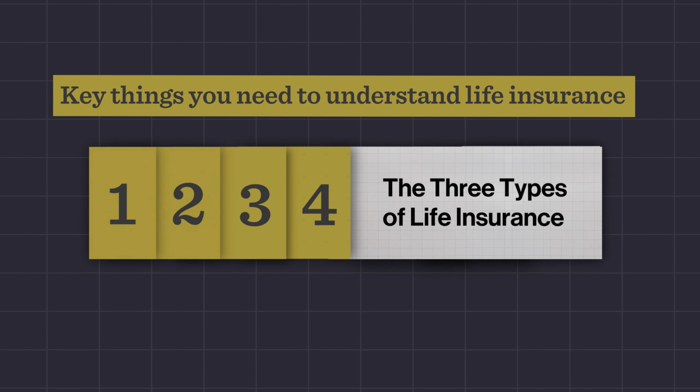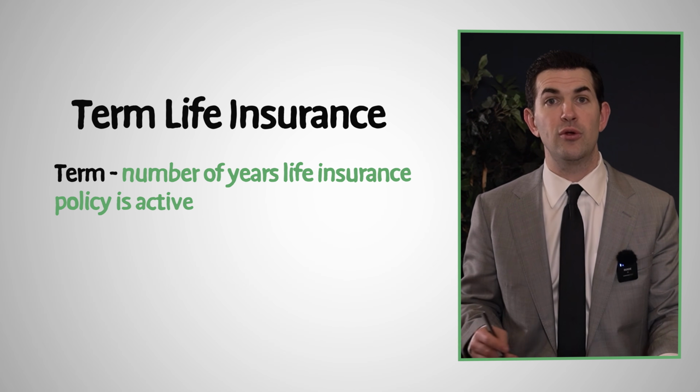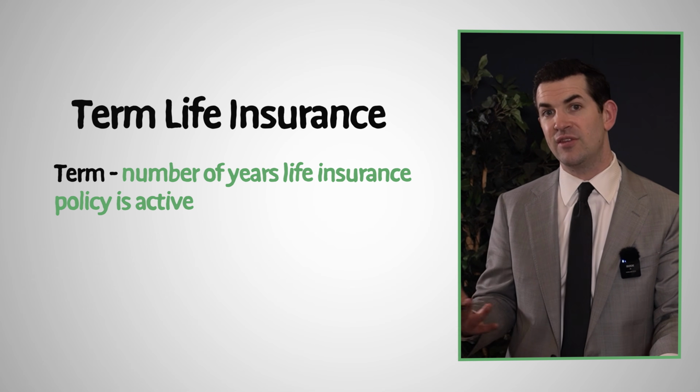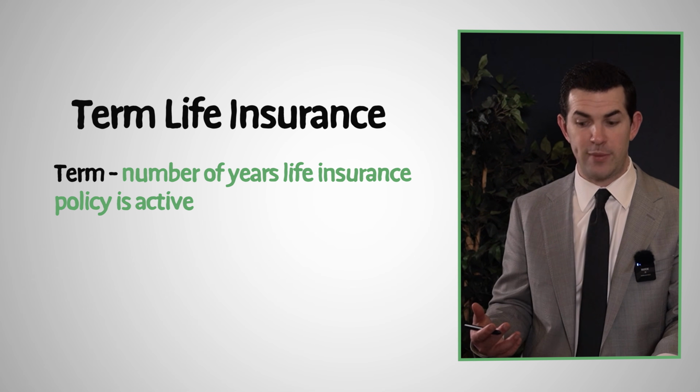Now, there are 3 different types of life insurance, and understanding all 3 is crucial if you want to make the right decision. Let's start with the simplest form of life insurance, term life insurance. With a term policy, the first thing that you'll see is a term, which is the number of years that the life insurance policy is active. It's most common to see a 10, 20, or 30-year policy.